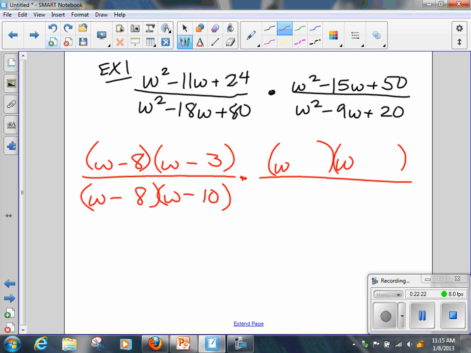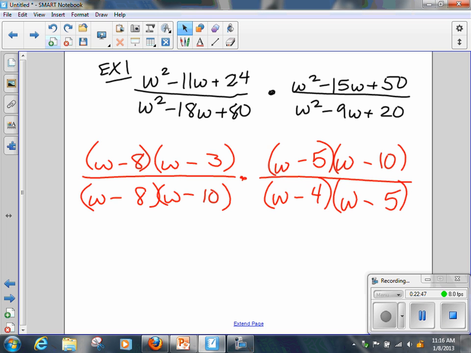I want everybody to tell me two factors of 50 that when you add give you 15. 5 and 10. Same signs. Both going to be minuses, negatives. And the denominator: two factors of 20 that when you add give you 9. 4 and 5. Signs same or different? Same, both going to be minuses.